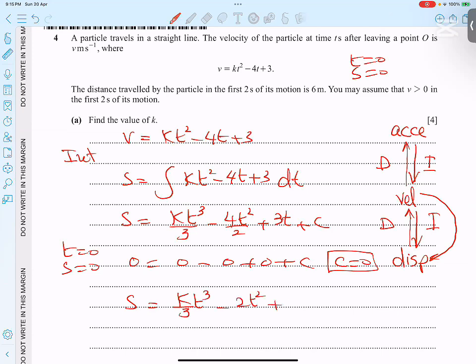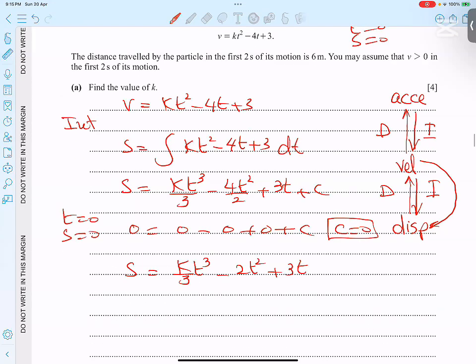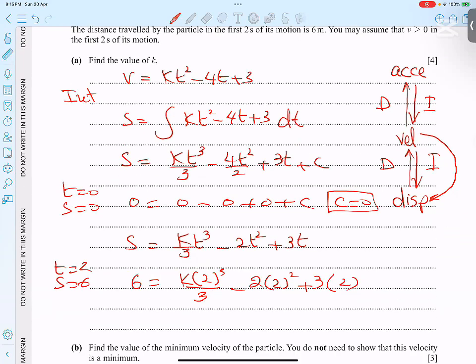Now I'm going to plug in two things. What? Time is 2, distance is 6. So 6 equals K times 2 to the power 3 over 3, minus 2 times 2 to the power 2, plus 3 times 2. So I got 8K by 3, and 2 fours are 8, and 6. So this cancels out, and 8K by 3 is equal to 8. And 8 goes there, 3 divides, so we got 3. So this is the K value: 3.